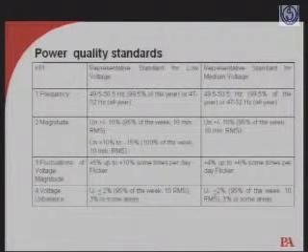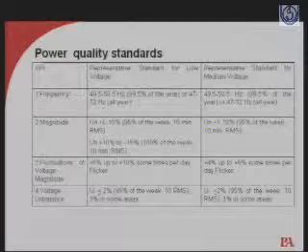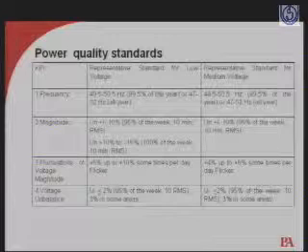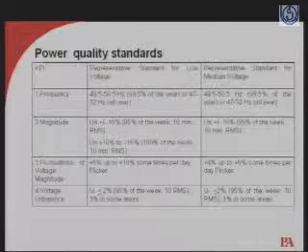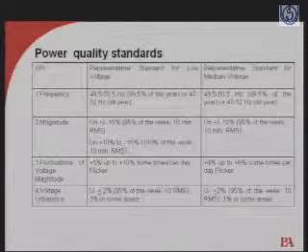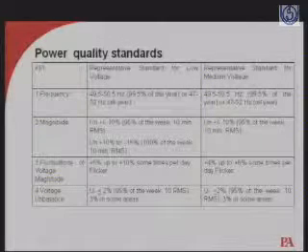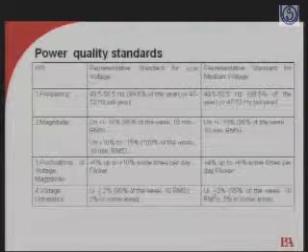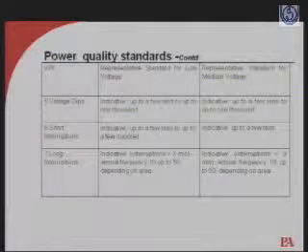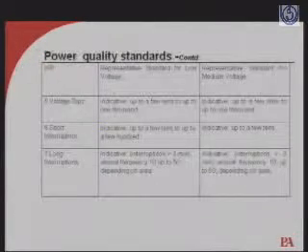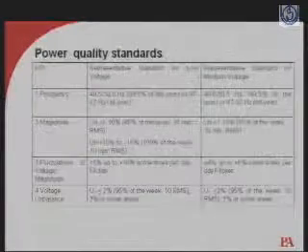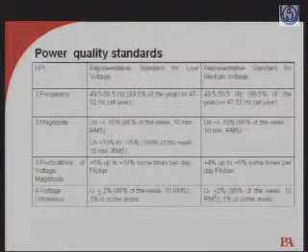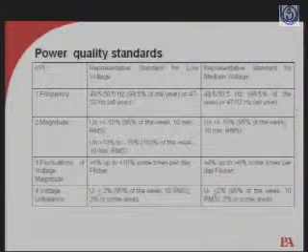Similarly, the power quality standards. Up till now we have been talking about reliability and availability. Now we are talking about power quality standards. What is power quality? It covers frequency, magnitude, fluctuations of voltage magnitude, voltage imbalance, voltage dip, short interruptions, long interruptions, harmonics, and so on. There are different specific standards that utilities are supposed to maintain.